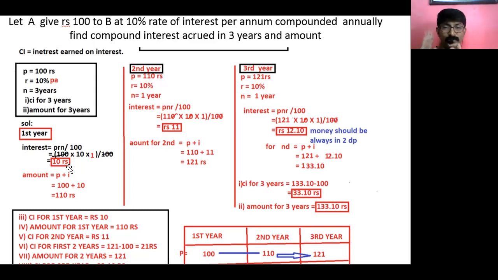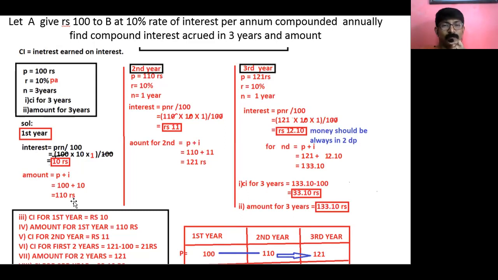Stop writing. Pay attention on the screen very carefully. Don't do anything. Just listen very carefully to what I'm trying to explain to you. So interest becomes rupees 10. When interest is 10 rupees, that interest will add with principal and then that becomes amount. Amount is equal to principal plus interest. 100 plus 10 will become 110 rupees.